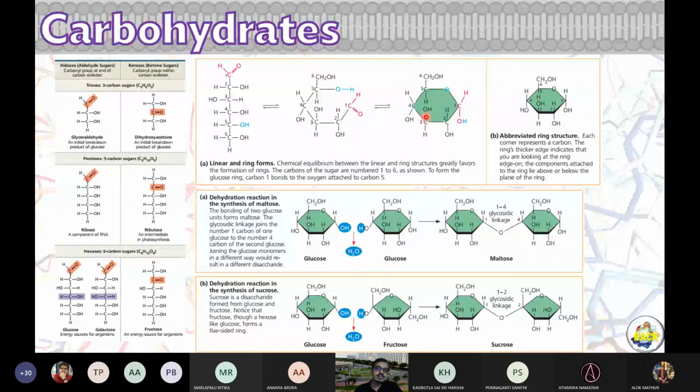Saccharide comes from sugar actually. In some language, in Latin or Greek, saccharine meant sugar. And the reaction which brings this glycoside bond is a condensation or dehydration reaction where a water molecule is released.